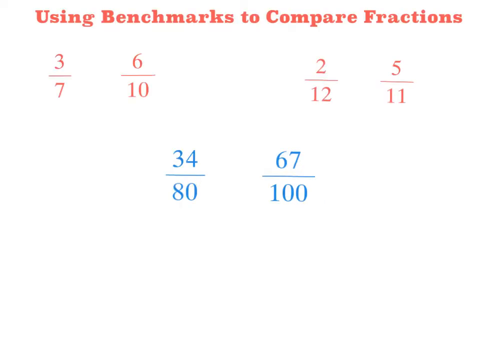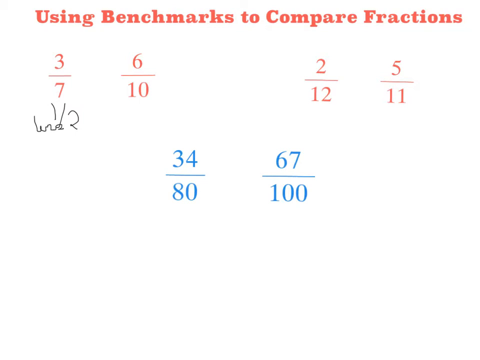Let's start by discussing how we can use benchmarks to be able to compare fractions. So the benchmarks we are going to be talking about are 0, a half, and 1. And we are going to compare these fractions without finding common denominators or common numerators. So if we take a look at this first problem, we have 3/7 and we're comparing it to 6/10. Well, if I think of a benchmark for 3/7, 3/7 I know is close to a half, but it's less than a half, so I could say it's less.